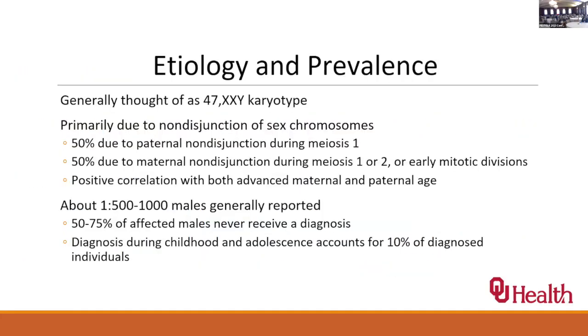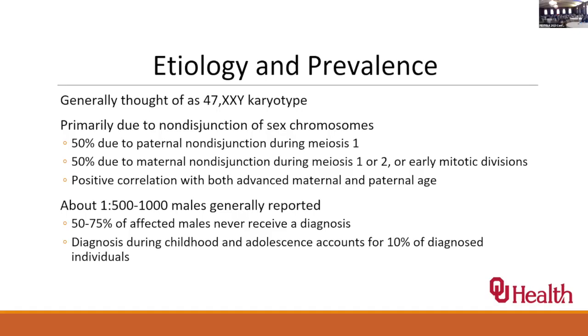So we generally think of this as a 47,XXY karyotype. Most people actually say Klinefelter is probably just extra X material. This is primarily due to non-disjunction of sex chromosomes. So this is not something that is going to be genetically inherited in the normal autosomal dominant or recessive sense, Mendelian inheritance. 50% are usually due to paternal non-disjunction, and the other 50% are mostly maternal non-disjunction. It can be associated with early mitotic divisions as well. There does seem to be a correlation with advanced maternal and paternal age.